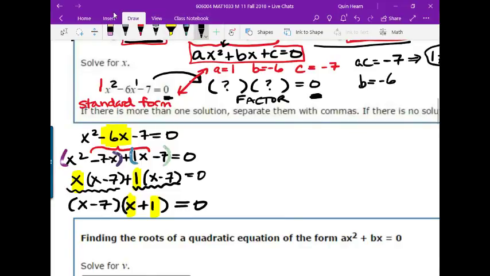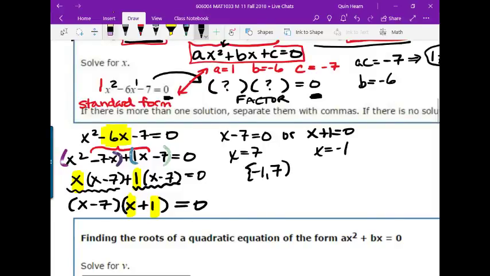Okay, and now we have two mystery numbers again that have a product that multiplies to give you 0. So the only way that can happen, that you multiply two numbers together and get 0, is if one of them is 0. So either x minus 7 is 0 or x plus 1 is 0. So if x minus 7 is 0, adding 7 over to the right, we get x is 7. If x plus 1 is 0, we can subtract 1 to get negative 1. So the solutions to this are x equals 7 or negative 1.